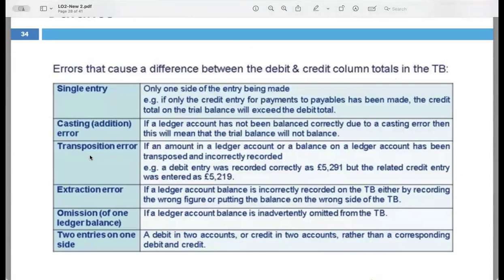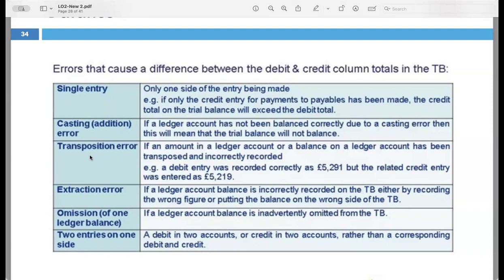Errors in the trial balance are discrepancies that arise when the total of debit balances does not equal the total of credit balances. Identifying and rectifying these errors is crucial for ensuring the accuracy of financial statements. Types of errors causing trial balance differences: single entry error. These occur when only one side of a transaction is recorded in the ledger.